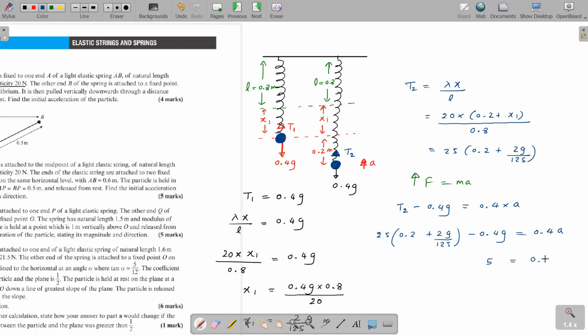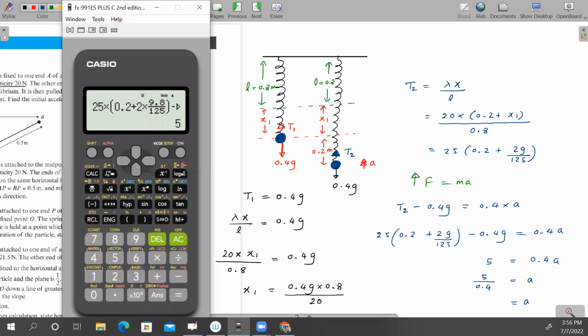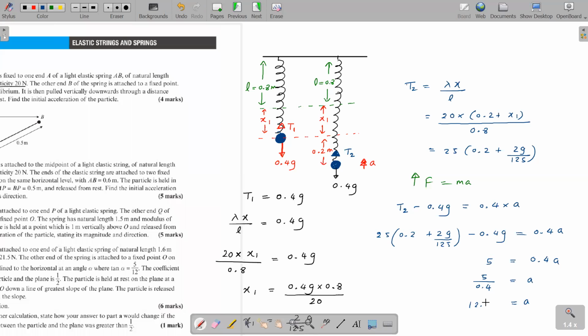5 equals 0.4a. So acceleration equals 5 over 0.4. 5 divided by 0.4, and I get 25 over 2, 12.5. It is coming perfectly to 3 SF. So 12.5 meters per second squared. This is the answer and this is the method that you need to get the answer.